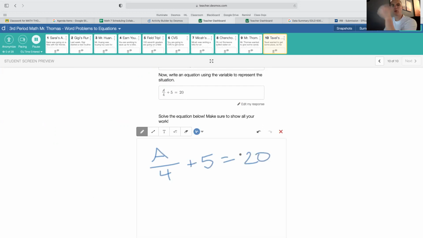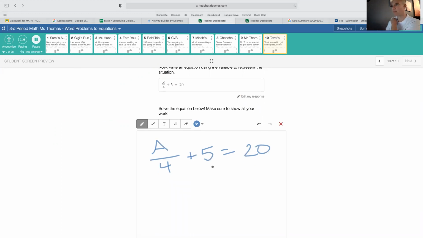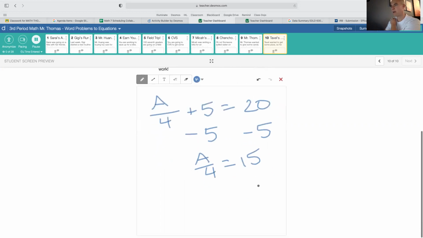I see that my variable is being divided by 4, so I'm going to need to multiply by 4 to solve. And I see that it's being added to 5, so I'm going to need to subtract 5 to solve. And I'm going to start there. Minus 5 from both sides. I get A over 4 equals 15. I'm going to multiply both sides by 4. This time I'll use dot 4 on the bottom instead of parentheses on the side. And I get A equals 60.